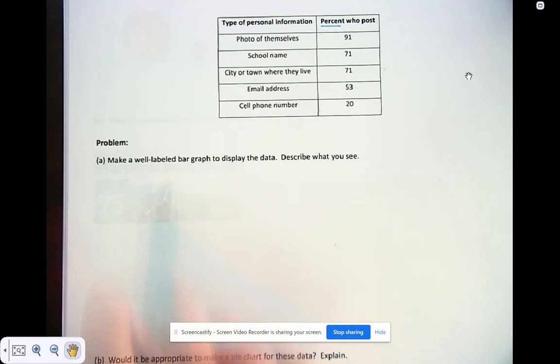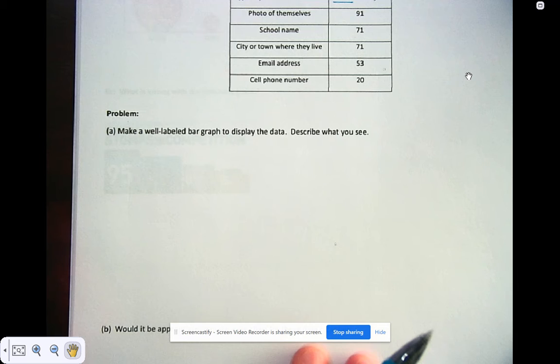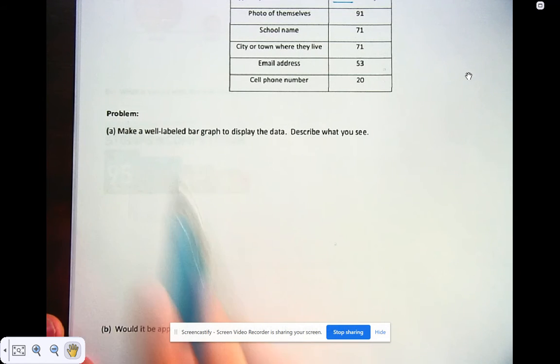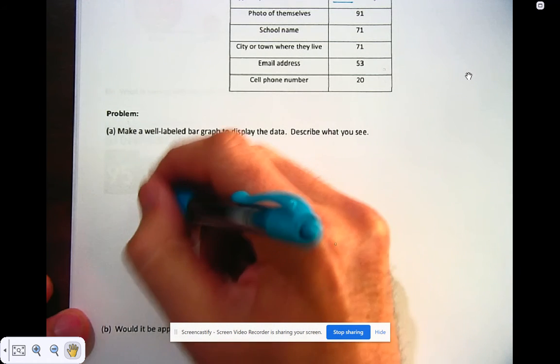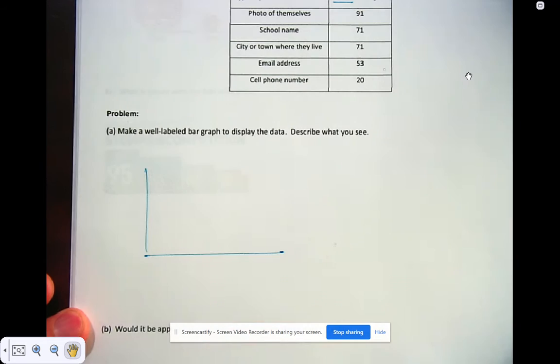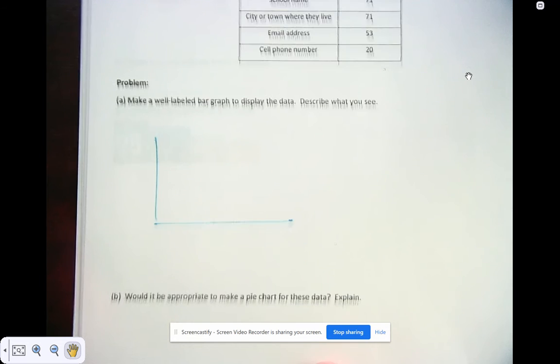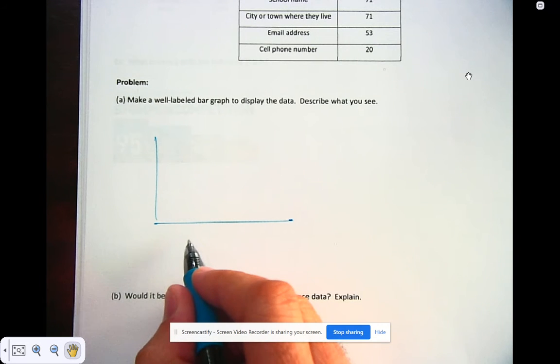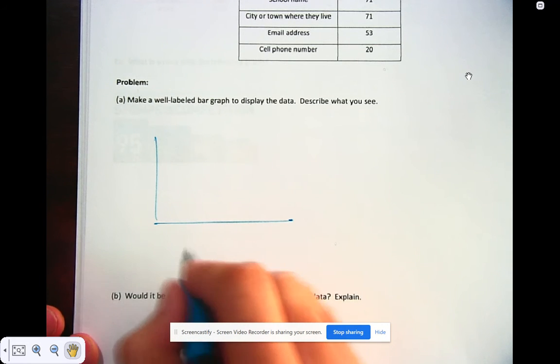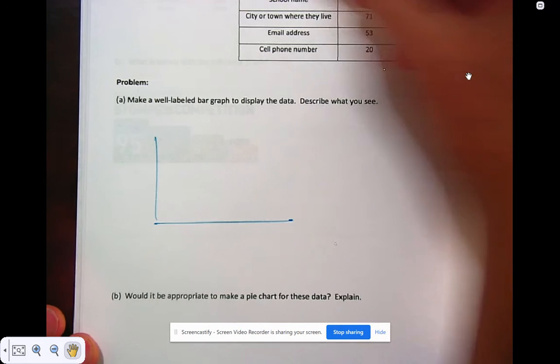So what do they want in statistics, regardless of the graph? Well, you have to figure out what you're graphing. So obviously you need to draw just a simple bar graph like you normally would. And then in statistics, it's important that you label axes, right? So if you're going to take a quiz or a test with me, having the axes labeled would count.